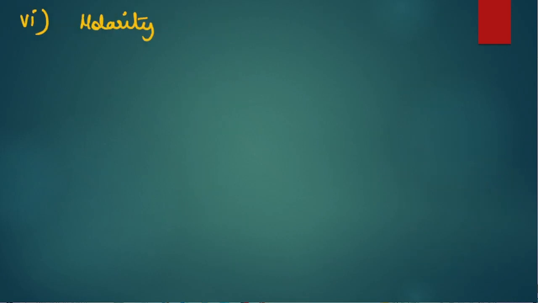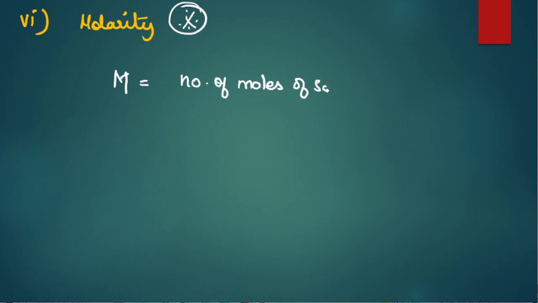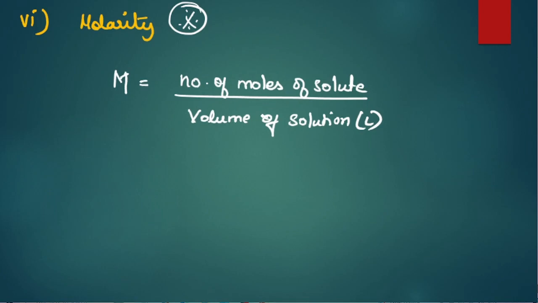Next, molarity. So mark it with an asterisk or whatever important symbol, anything, because it's very important. So what is the definition for molarity? Molarity is represented with capital M. Molarity is equal to number of moles of solute by volume of solution in liters. Number of moles of solute by volume of solution in liters.